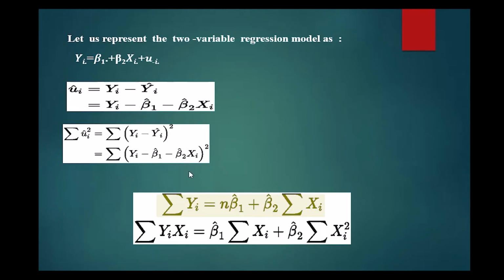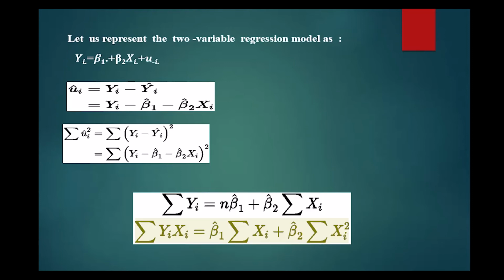So the first equation, as we can see, is summation yi, which is obtained by taking the differentiation, and is equal to n beta 1 hat. N stands for the number of observations, and beta 1 hat is the estimated value of the intercept, plus beta 2 hat, which is also the estimated value of the slope coefficient, times summation xi. So this summation xi is already derived from the last step. After that, what are we doing?